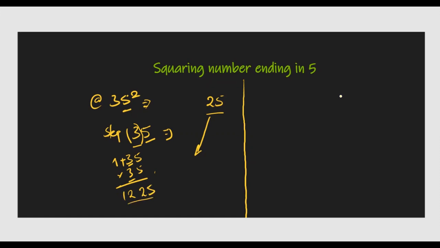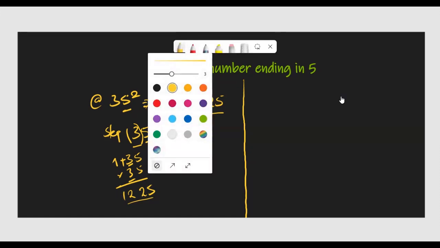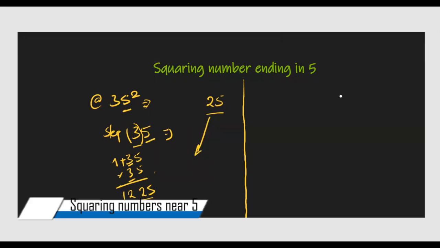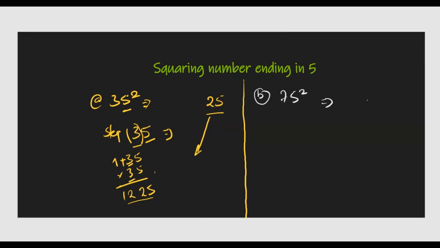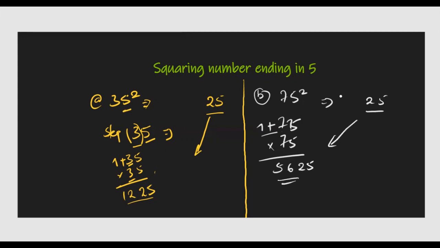Now let's do B. I will get another pen color so that we distinguish everything. Suppose you have 75 squared. The last part of the answer is going to be 25, so just leave it. Now what we're going to do is add 1. We have 75 multiplied by 75. To this first one we add 1, so that it becomes 8, and then 8 multiplied by 7 becomes 56, and then you just bring down 25. That is how this calculation is done.